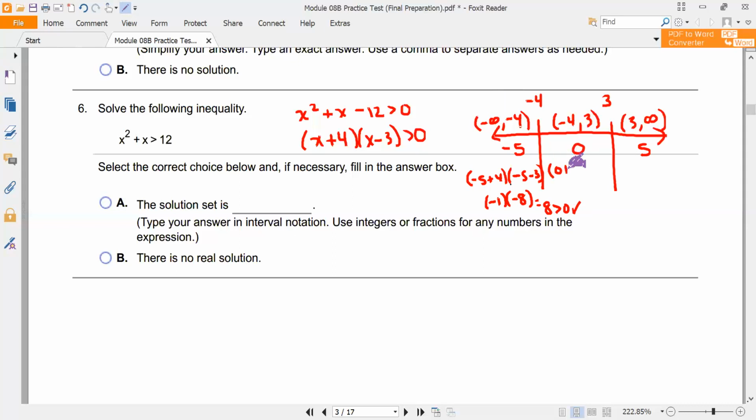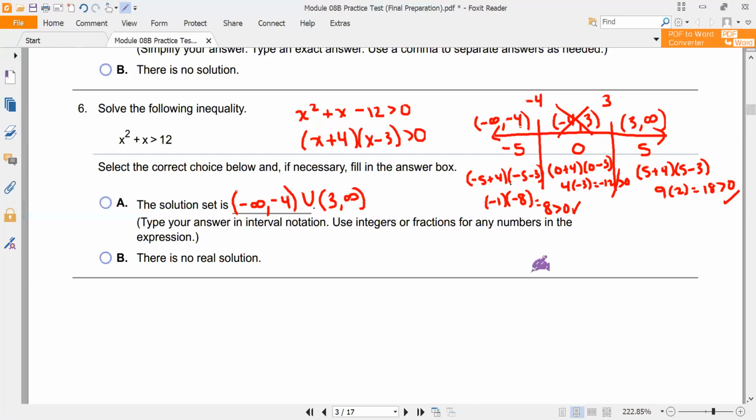If we plug in 0, we see that we get 4 times negative 3, which is negative 12. Is that greater than 0? No. So this region's out. And then if we plug in 5, 5 plus 4, 5 minus 3, that would be 9 times 2, that's 18, and that is greater than 0 like we want. This region's good. So my solution set, since there's two separate intervals that worked, is negative infinity to negative 4, union, because that means or, 3 to infinity.